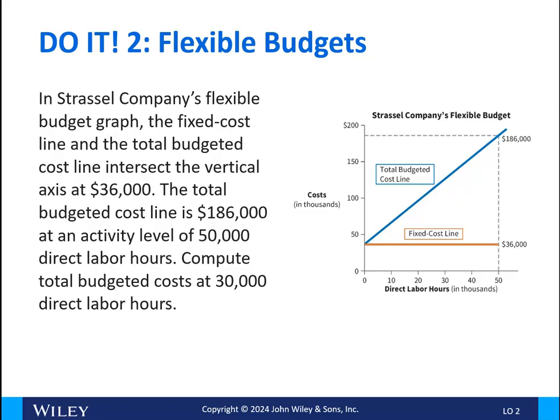The budgeted cost line is $186,000 at an activity of 50,000 direct labor hours. So if we go over to 50,000 direct labor hours across the bottom, go up to that line, which is the total costs, and go across, it's at 186,000. The question is, what is the total budgeted cost at 30,000 direct labor hours? So moving to the left here to 30,000, if we go up, intersect that line at the right spot and go over, what is our total cost? So let's walk through how we do that.